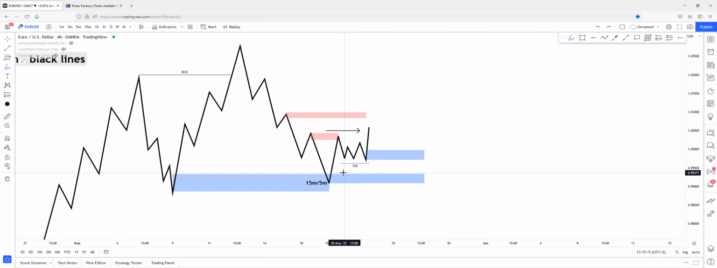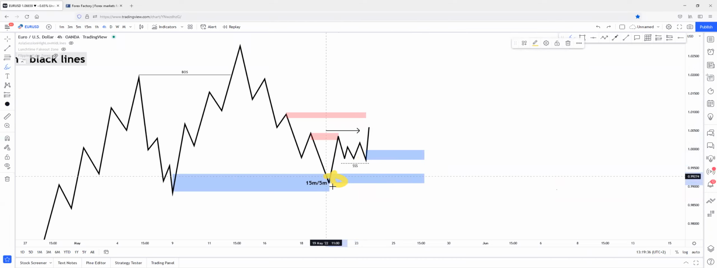If one of the criteria I just mentioned is missing, it won't be a strong, super strong demand zone or supply zone. In this scenario, this demand zone has liquidity and inefficiency, but it's missing the break of something, the flip of something, the change of something.